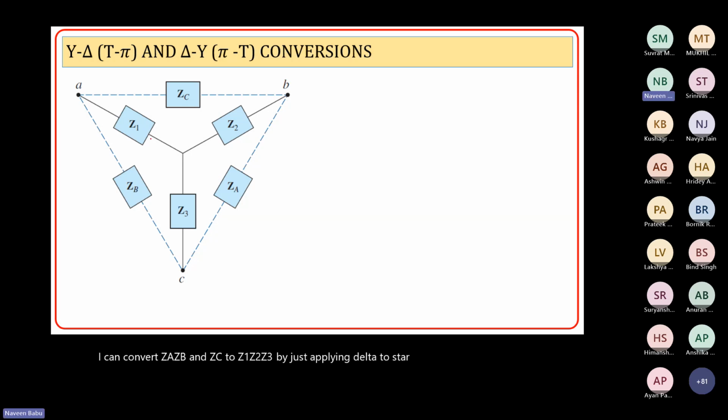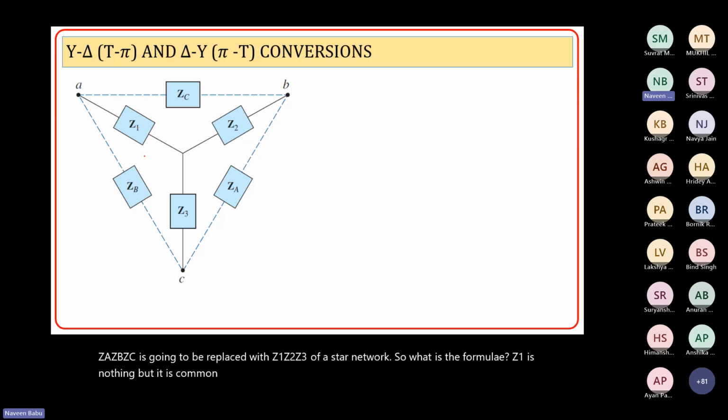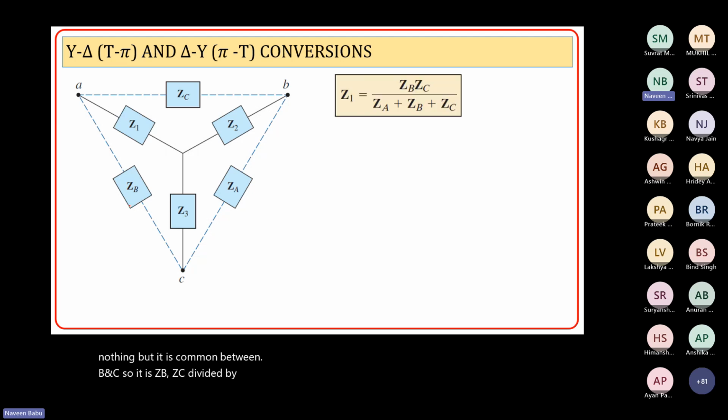So if I want Z1, what will be the formula? My delta consisting of ZA, ZB, ZC is going to be replaced with Z1, Z2, Z3 of a star network. Z1 is common between B and C, so it is ZB ZC divided by ZA plus ZB plus ZC. So the Z1 value will be equal to ZB ZC divided by ZA plus ZB plus ZC.